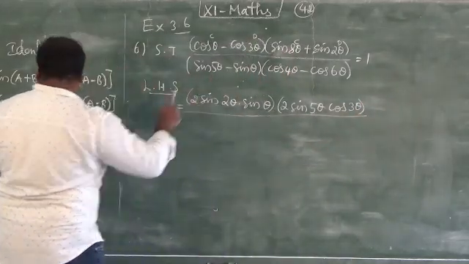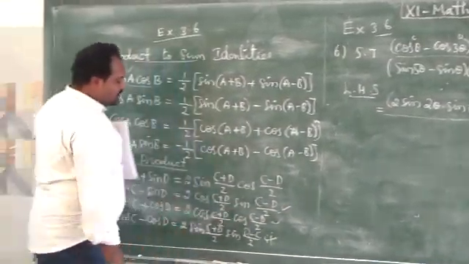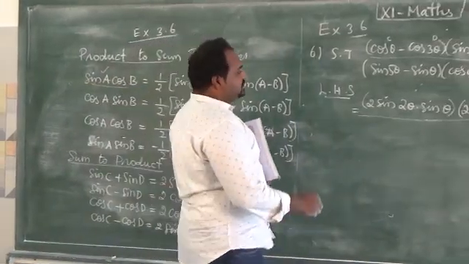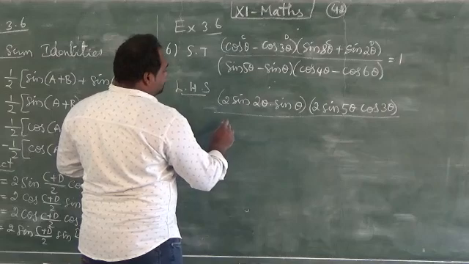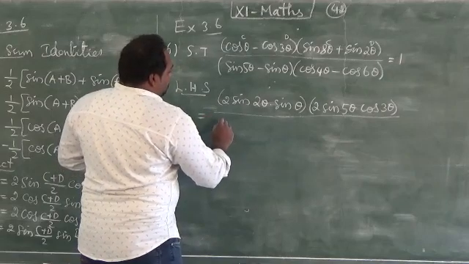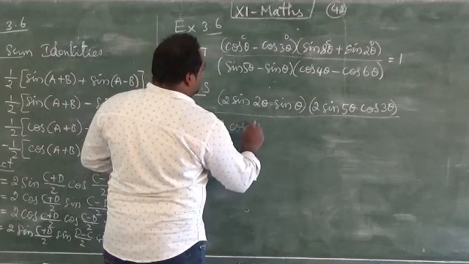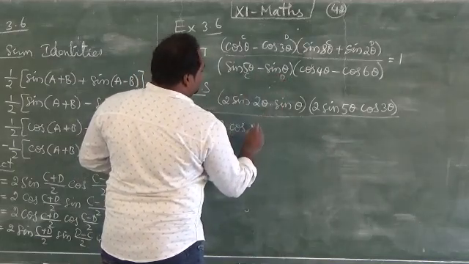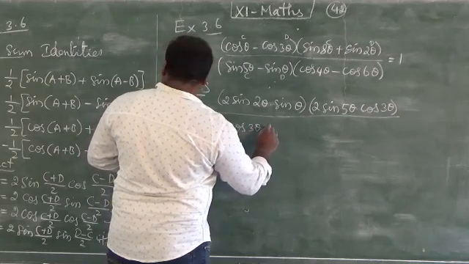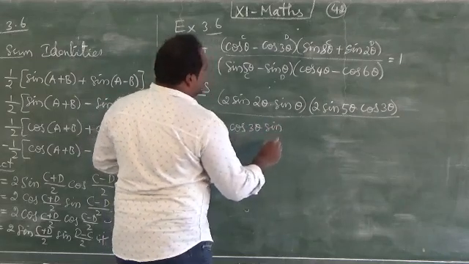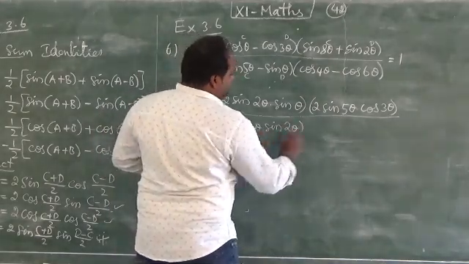Denominator, this is sin c minus sin d, the second one. 2 cos (c plus d) by 2 sin (c minus d) by 2. Here c is 5 theta, d is theta, 6 theta by 2, 3 theta, then sin (c minus d), 5 theta minus theta, 4 theta by 2, 2 theta.